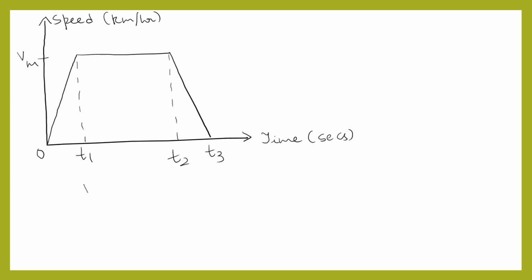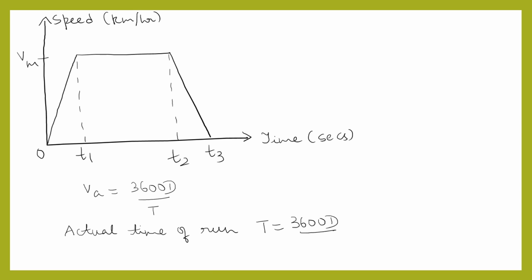So from the equation of VA, that is 3600 d by t, we can find the actual time of run. t equal to 3600 d by VA, that is equal to 3600 into 1.4 by 42. So the time of run is 120 seconds.